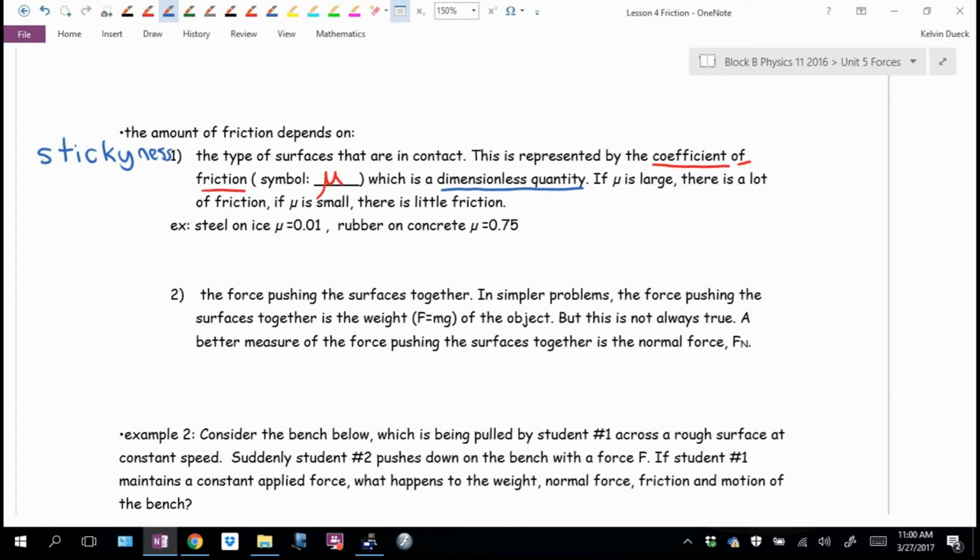So I wrote down here, depends on two things. The force pushing the surfaces together is the second one. And we call that the normal force. Now, sometimes if nothing else is pushing up or down, Zach, the normal force will be equal to mg. And in physics 11, that'll often be the case. In physics 12, is the normal force equal to mg very often? Hardly ever. Okay?